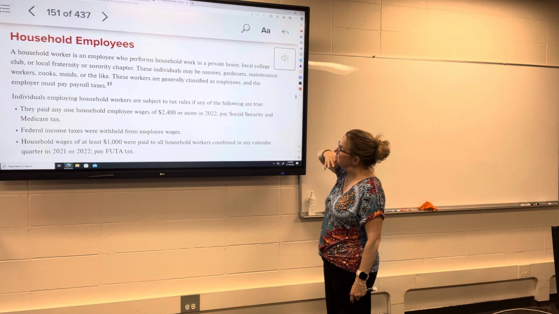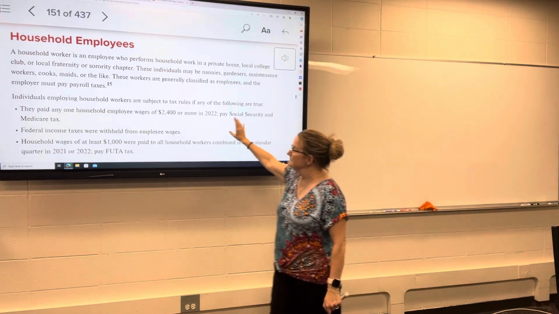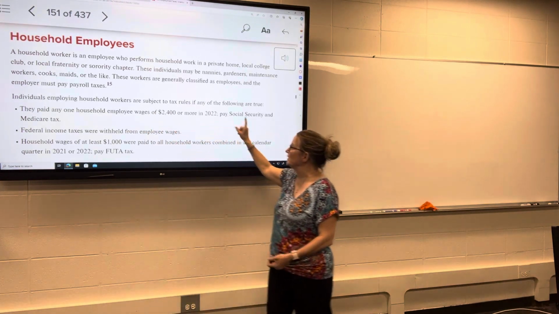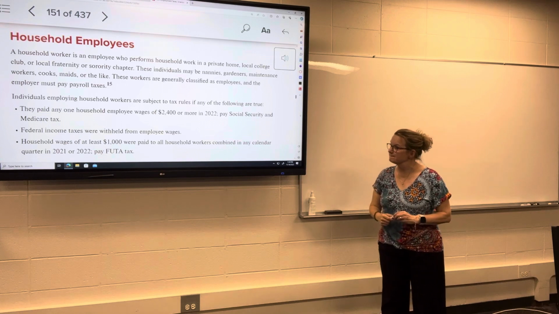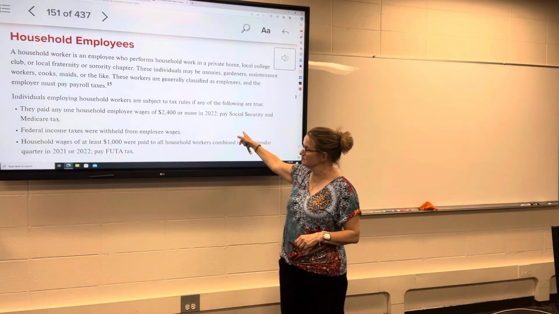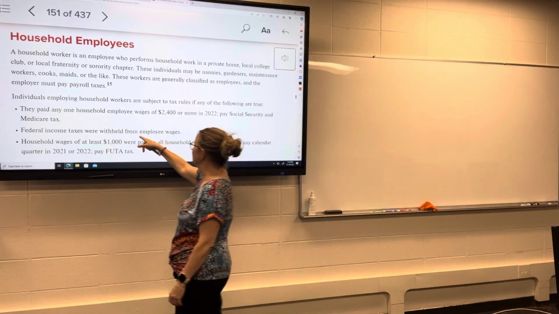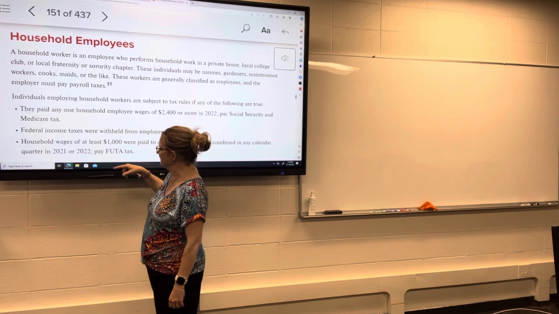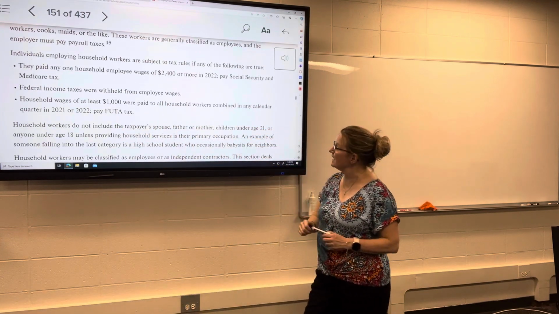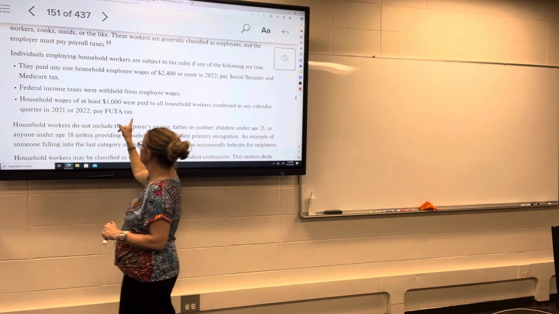behalf of them. So if you're a household worker, you're subject to the same rules, but the cutoffs are a little bit different. So if they paid any one household employee wages of $2,400 or more in 2022, then they have to pay Social Security and Medicare tax. Also federal income tax. If federal income taxes were withheld from employees, then they've got to pay it. Household wages of at least $1,000 were paid to all household workers combined in any calendar quarter during these 2 years, then they have to pay FUTA tax.